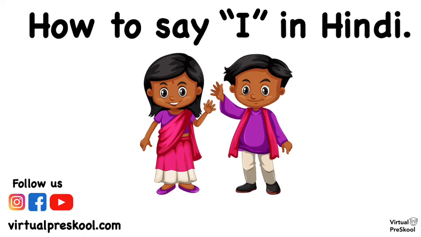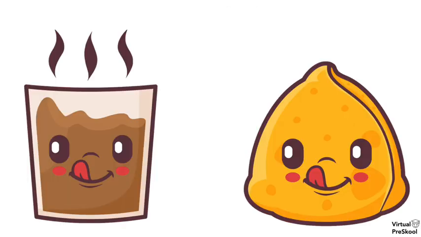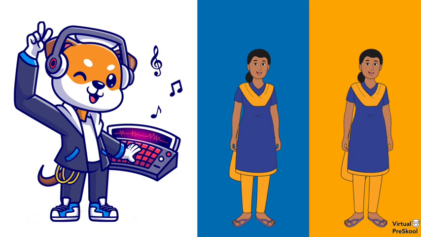Today we are going to talk about how to say I in Hindi. This video is useful for adults who are learning Hindi as well as children who are learning Hindi at an intermediate level. The words for I in Hindi are like chai and samosas. They go together. They both mean I, but they are separate things. Notice I said words. There are two ways to say I in Hindi.